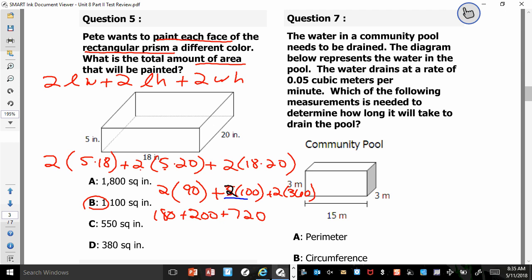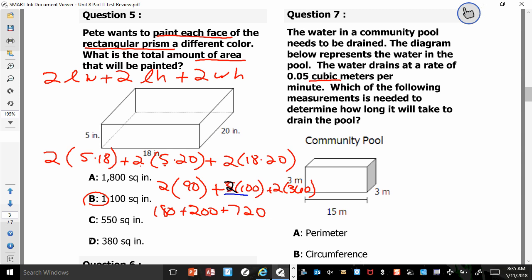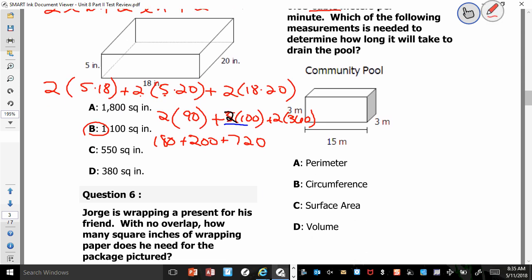Okay. The water in a community pool needs to be drained. The diagram below represents the water in the pool. The water drains at a rate of 0.05 cubic. This should give you a clue. Cubic. Volume. Cubic and volume, right?